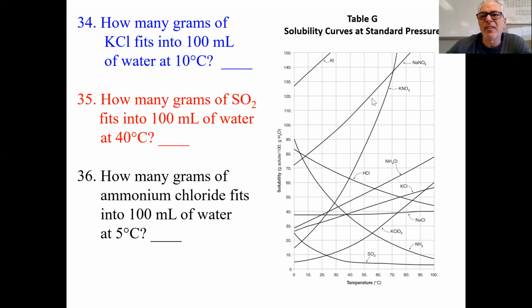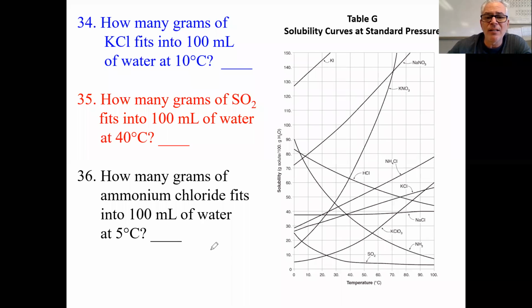I'm going to have to draw a picture on this graph so you can see, right? So I'm going to pick a nice color that you'll see, a nice blue. And at 10 degrees, here's 10 degrees down here. At 10 degrees, the KCl line is going to cross right here, right? That's where the dot is. So it's going to be 30 grams. 30 grams of KCl fits in 100 mLs of water at 10 degrees.